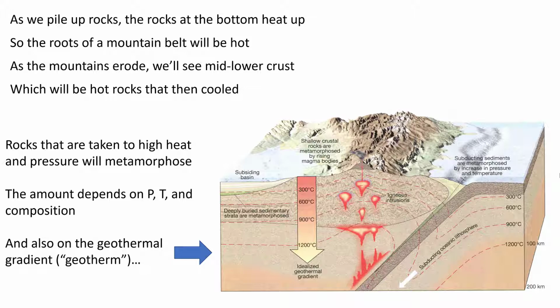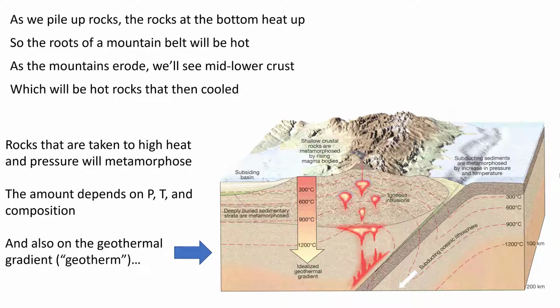As we pile up rocks through crustal movement, the rocks at the bottom heat up, so the roots of the mountain belt will be hot. As the mountains erode, eventually we'll see the mid to lower crust exposed at the ground surface, which is like what we see here in Kingston today in the Frontenac Arch. As the erosion process happens, the rocks that were originally in the roots of the mountain belt will cool off, but the effects of metamorphism will be preserved.